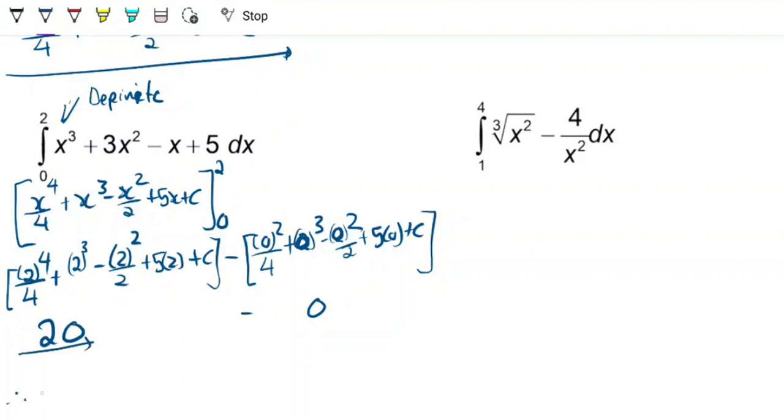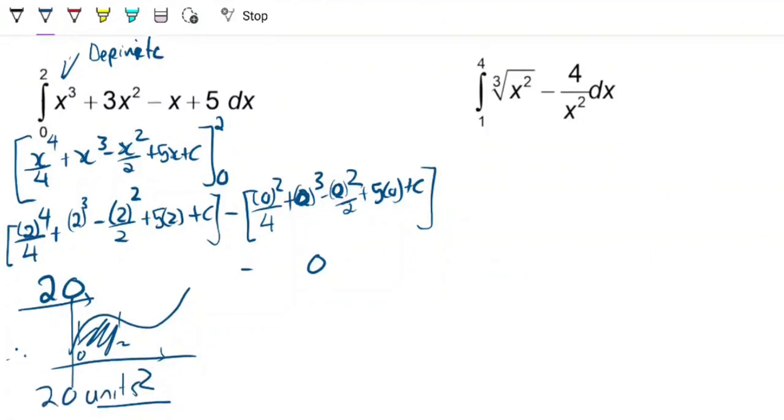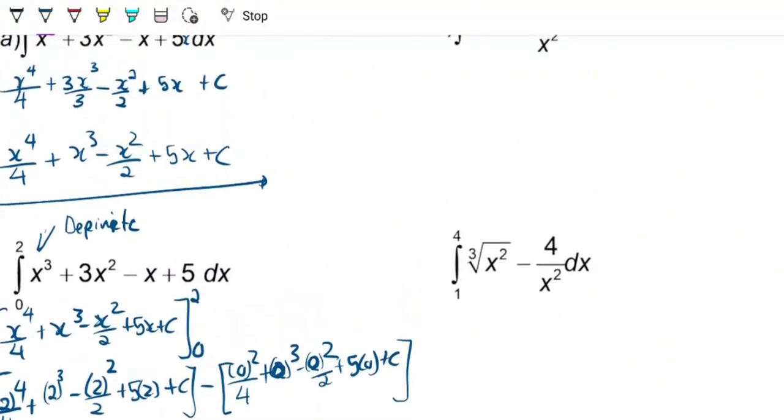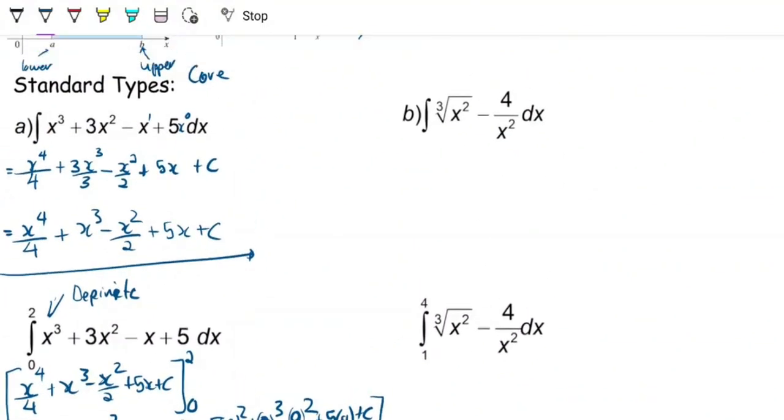So what does this mean? So this means that the area under a curve of this cubic function, whatever it looks like, let's say it's a cubic function that looks like this. If you're bounding it between 0 and 2, that shaded region between the x-axis will just be 20 units squared because it is area. So that's how you'll be able to do an expression of this particular type, which I think is quite nice. So let's just do one more example just to solidify our understanding of this.